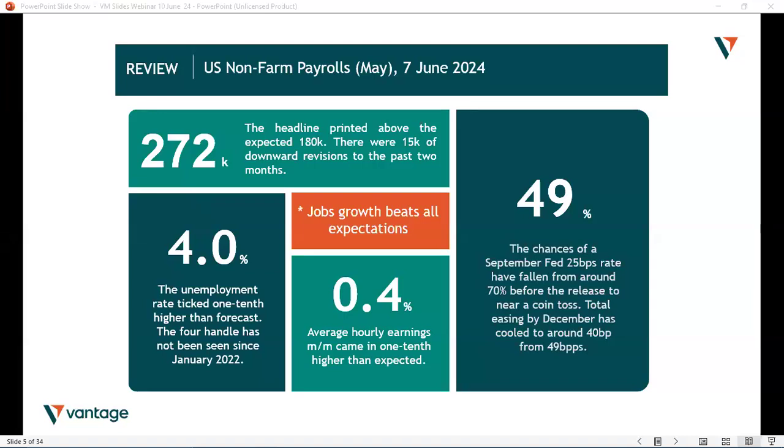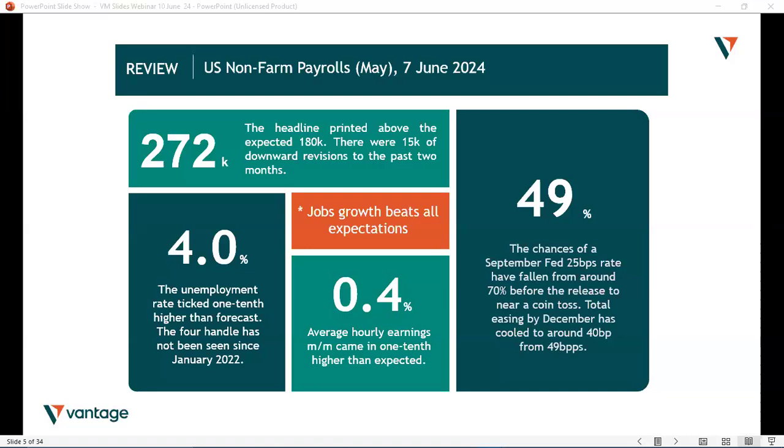Headline 272,000, so that beat consensus of 180. And even the highest analyst estimate from all the major Wall Street banks was 258, the highest estimate. So 272 beating all expectations, really. There were minor downward revisions, just 15,000 to the past 2 months, so nothing like the big revisions we have seen recently.